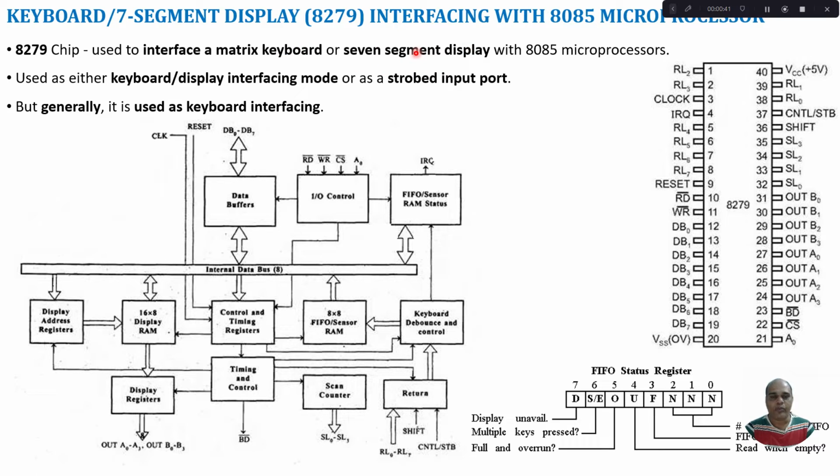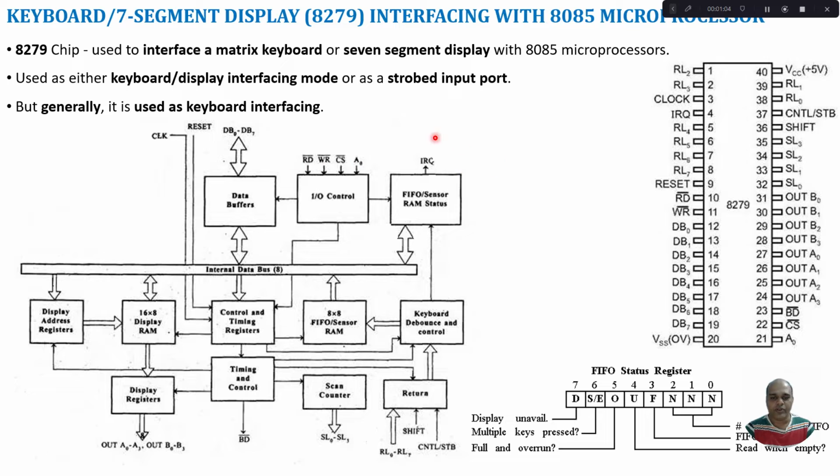So we have two modes of operation. Either I can select a keyboard mode or a 7-segment display mode for operation. It can also be used as a strobed input port. So we can use it as a simple input port also with the help of this 8279 IC. But generally it is used for keyboard interfacing.